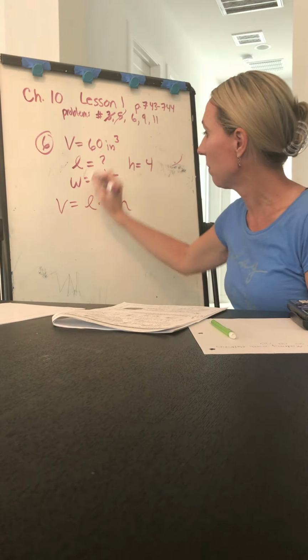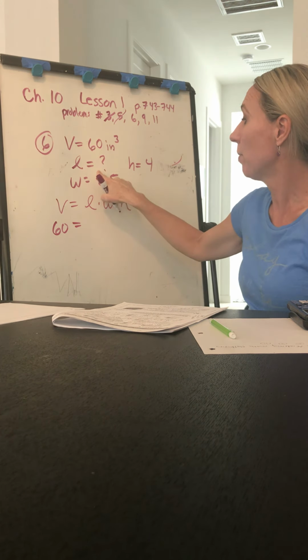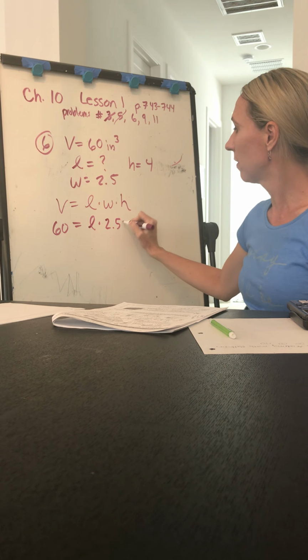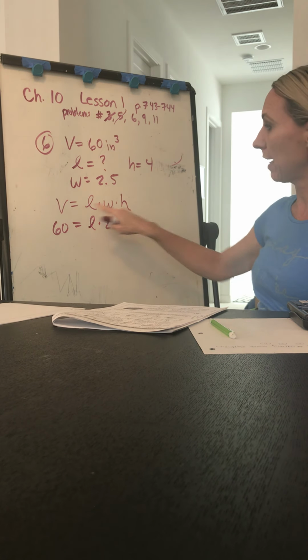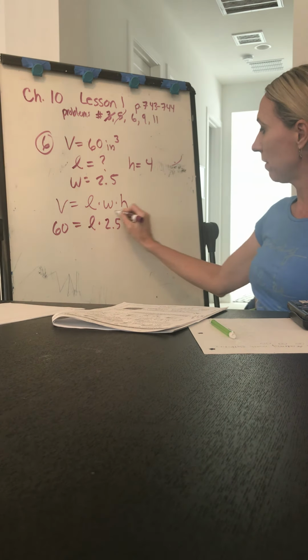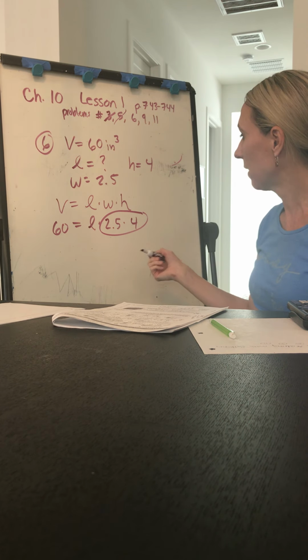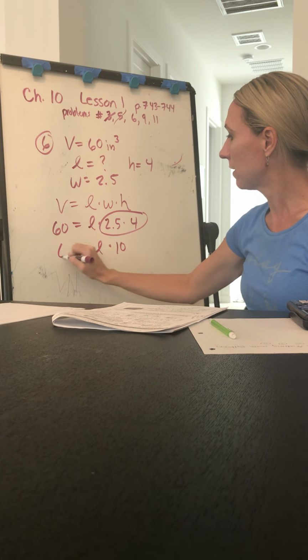So for the V, I'm going to put in 60. Okay, wherever I see a V, I put in 60. I don't know what L is, so I'm just going to leave the L. The width is 2.5, and the height is 4. Okay, so I plugged into the W, the H, and the V. Now I'm going to do this. So I do 2.5 times 4, okay, and that gives me 10. And then we still have the times L equals 60.